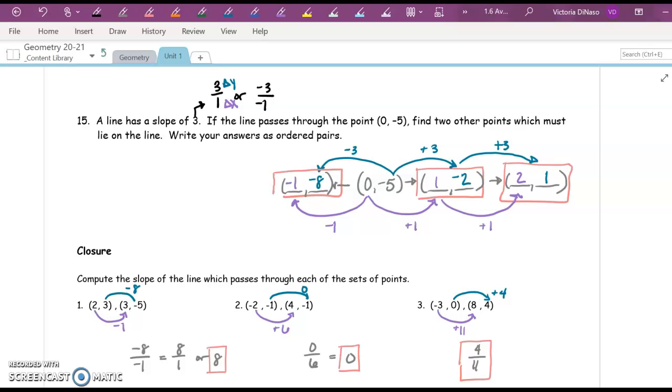And then our closure, you have to calculate the slope of the line passing through each set of points. So we're just finding the slope of each. As we're finding the slope, you're counting your change in y divided by your change in x. For number 1, you should have gotten 8. In number 2, 0 divided by 6 is equal to 0. And then in number 3, 4 over 11 is just the same as 4 over 11. And those are your answers. So we were able to calculate the slope.